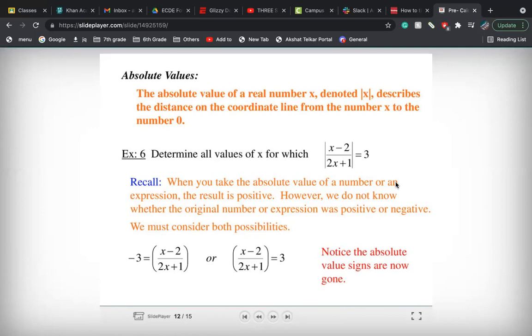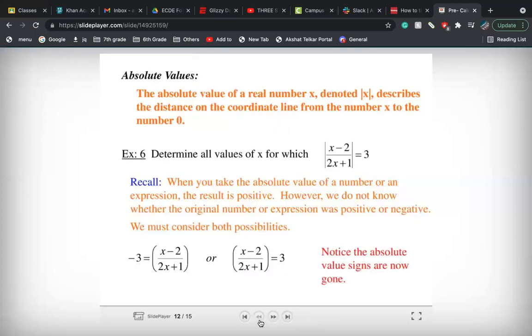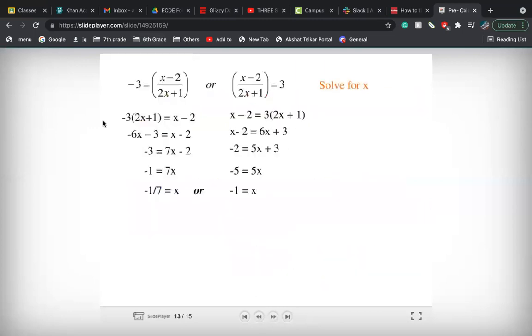So these are basic concepts that I need you guys to understand when doing this. Make sure you guys don't just test solutions. Know the way to find it, and then find it based on that. So finishing this problem right here, you can get negative 3 equals x minus 2 over 2x plus 1.